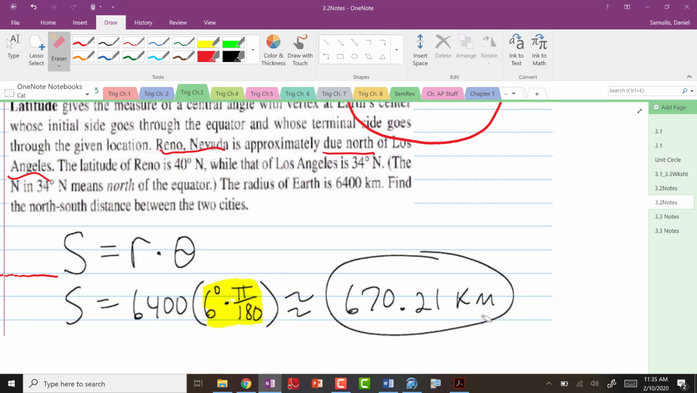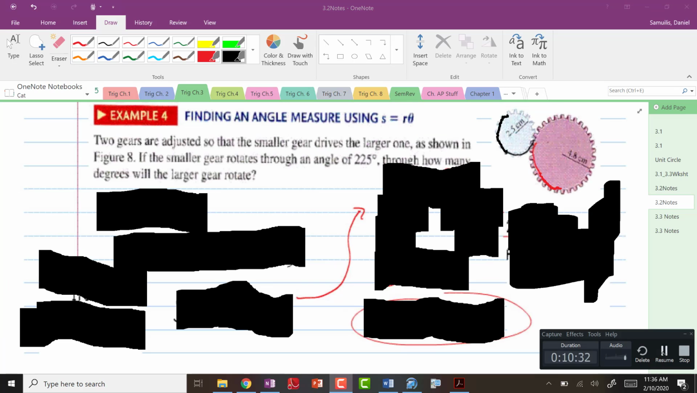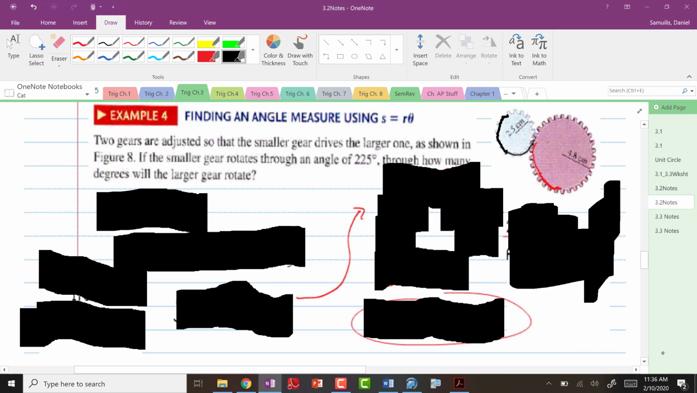R, 6,400, times the angle measure in radians, which needs to be converted. So please understand the converting thing. I'll zoom in on this question here in a moment, but try to get the idea of gears going and how gears work, and maybe start drawing them, that this is a gear question. And then I have a trick question in a way. Look at those two gears. Which one spins faster, the top gear or the bottom gear?